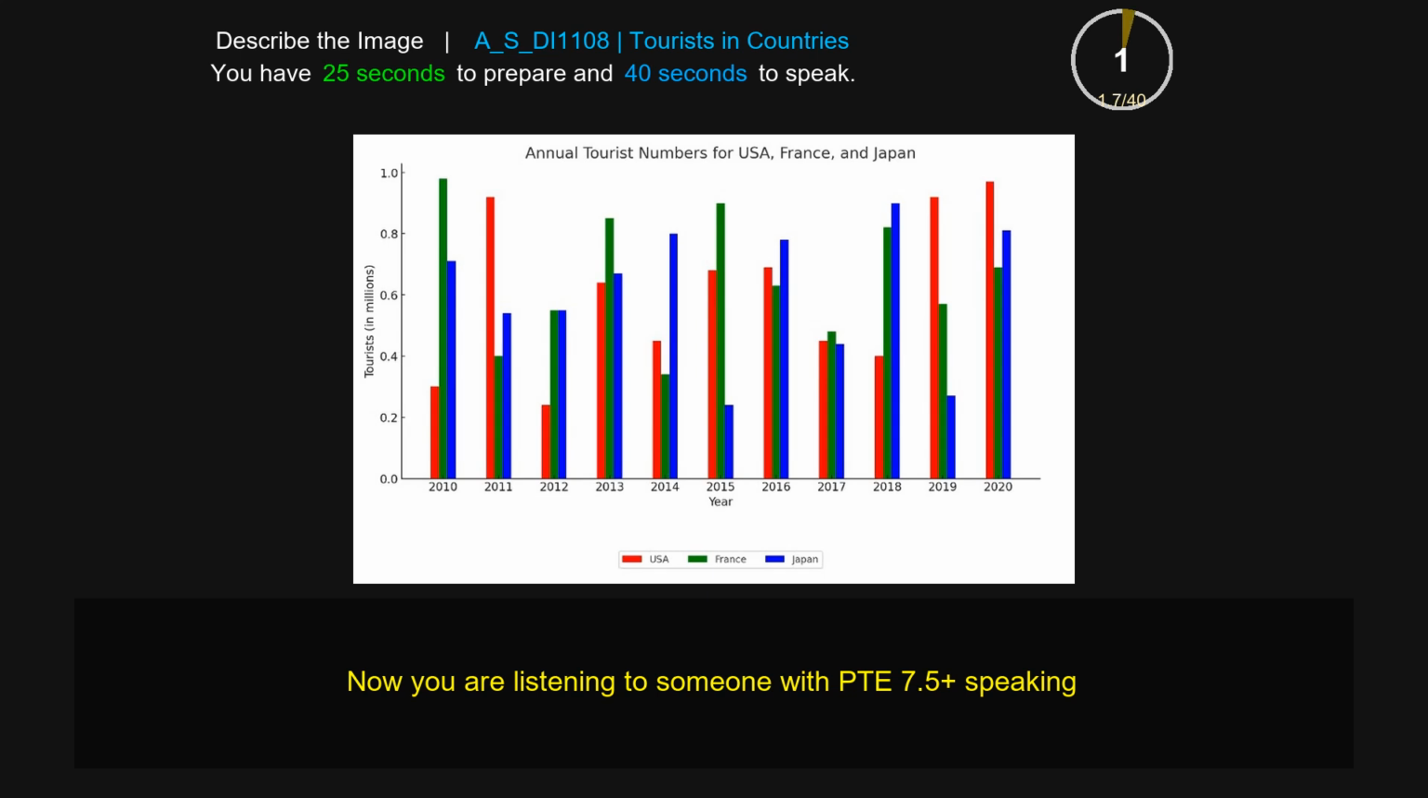The bar chart gives information about annual tourist numbers for USA, France, and Japan. The x-axis represents the number of years from 2010 to 2020. The y-axis represents the tourists in millions. Firstly, it tells about the USA, which is represented by the red bar. Furthermore, France is represented by the green bar and Japan is represented by the blue bar. The largest value of France has been observed in 2010 and the smallest value of France has been observed in case of 2011. In case of USA, the largest value has been observed in 2020 and the smallest value has been observed in 2012.